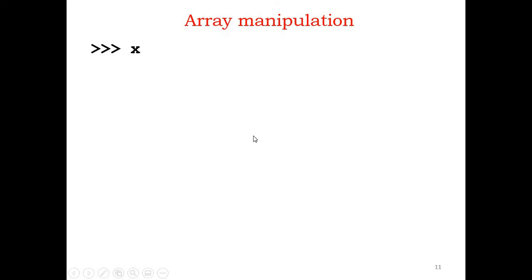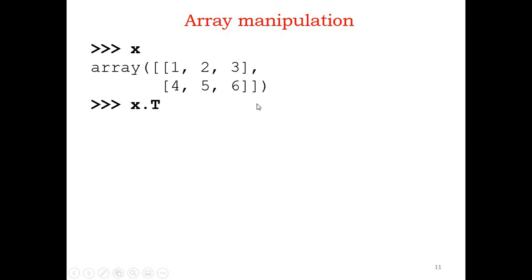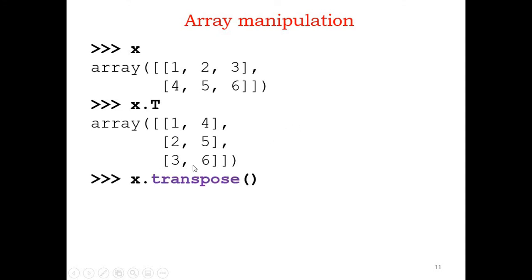Array manipulation. Suppose you have this array 1, 2, 3, 4, 5, 6. You can write x dot T, capital T. That means it will transpose the array. So the transposed array is this. It's like a matrix transpose. Okay, so rows will become columns and columns will become rows. You could write this with the transpose function also. You get the same result.